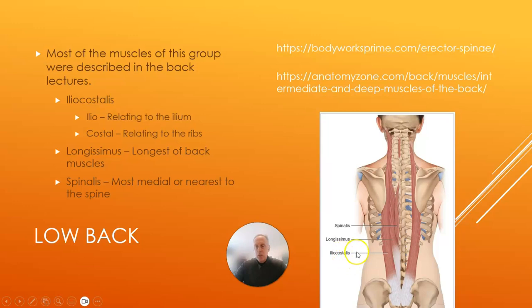Then you have iliocostalis, ilio relating to the ilium, the lateral aspect of the body. They're the most lateral of these three. And costal is the other dead giveaway. They attach to the ribs, and costal terminology means ribs. And then you have longissimus, the longest of the three, and that's going to be in the middle.